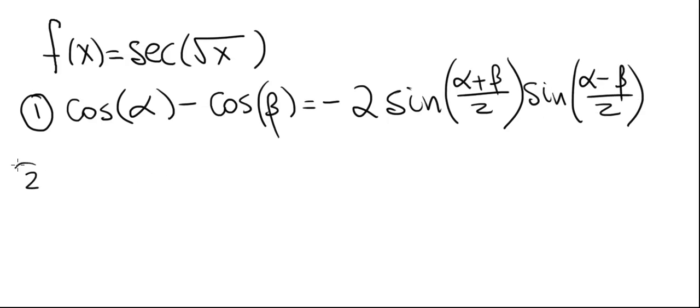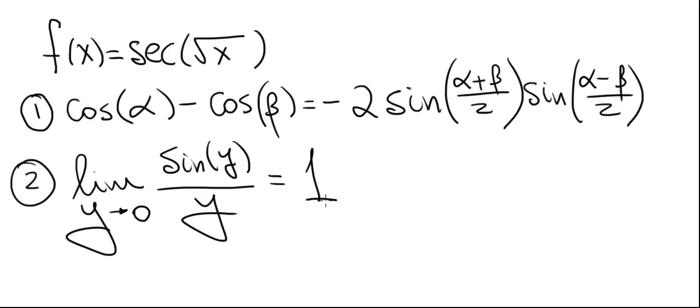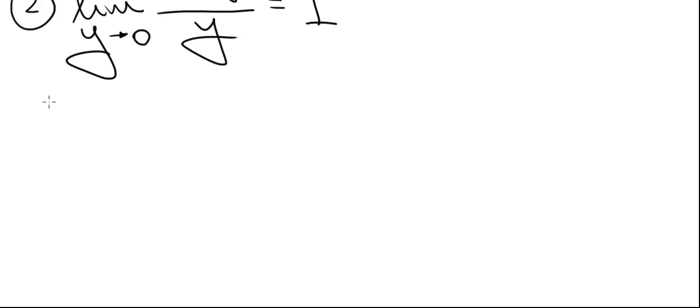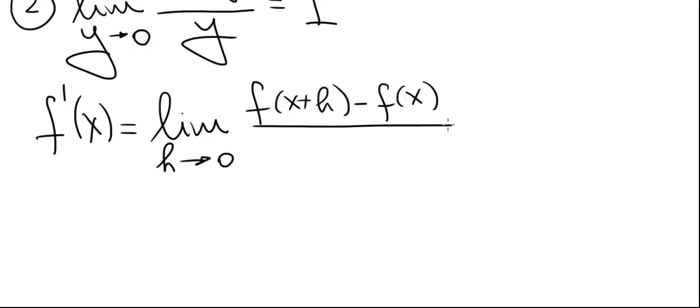And the second result we're going to need is that the limit as y approaches 0 of sine y over y is 1. So now we can proceed with the computation of the derivative of secant of square root of x. Recall that the derivative of a function f is defined as the limit as h goes to 0 of f of x plus h minus f of x, divided by h.